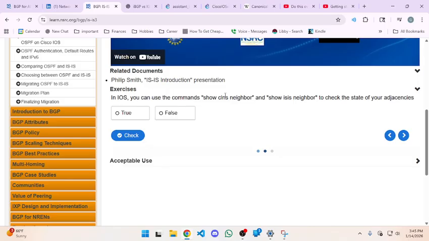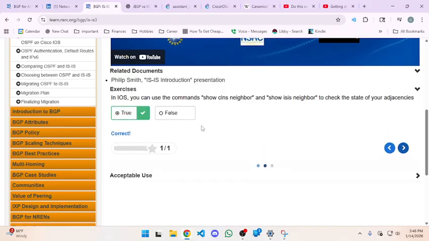In IOS, you can use the commands show CLNS neighbor and show ISIS neighbor to check the state of your adjacencies. And that seems true. Yeah, true.